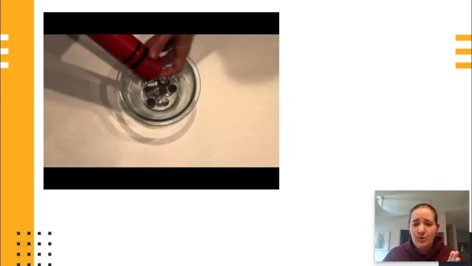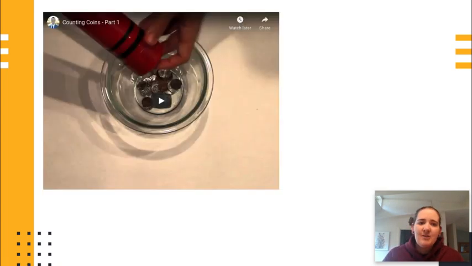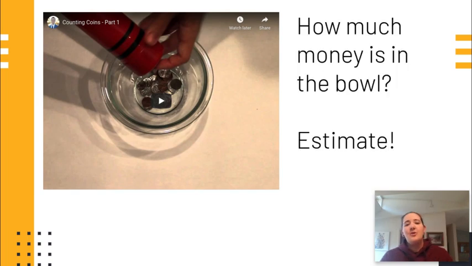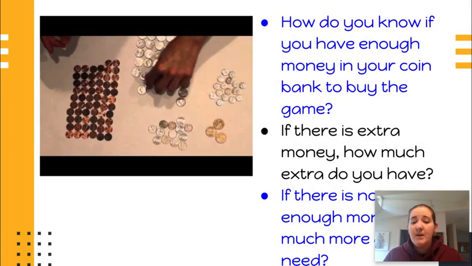You've seen this bowl. Now, essentially, if we were in class, I would ask you, what else do you want to know? But we're not in class, unfortunately, which, by the way, I miss you guys a lot. So we estimated how much money was in that bowl, and now we got to find out how much. So to help you out, he made another video.